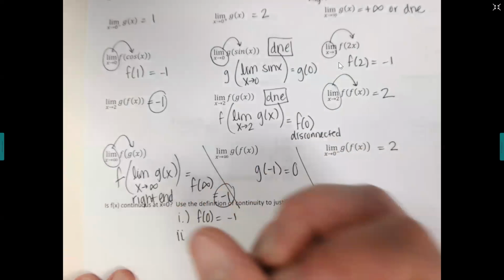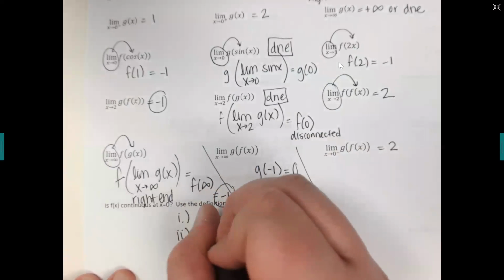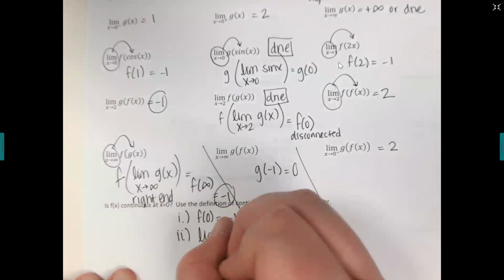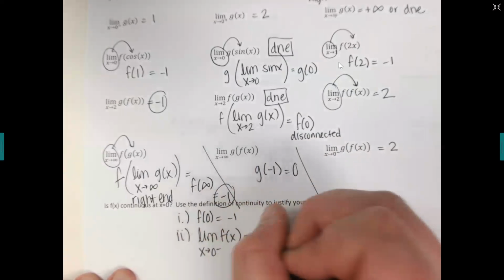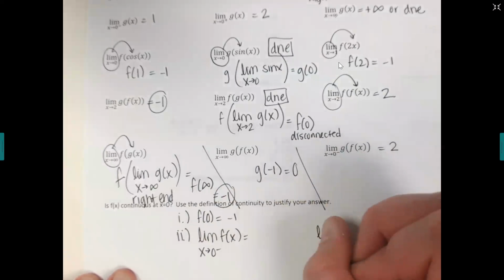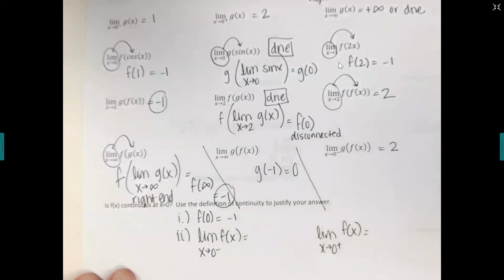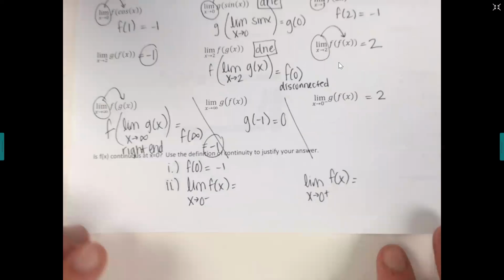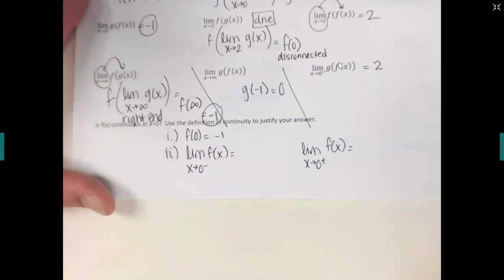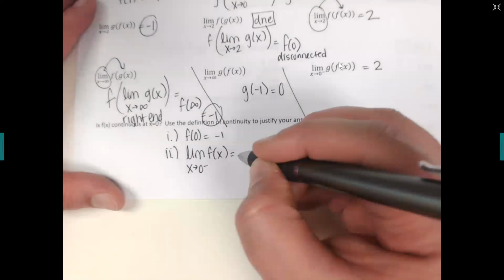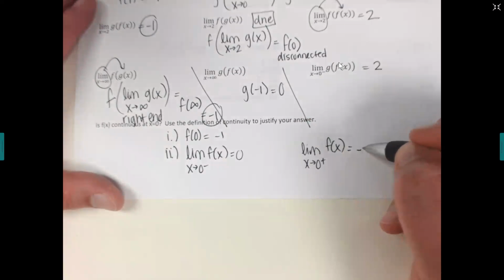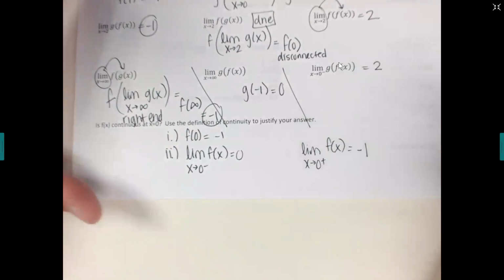Second thing I'm going to check are my limits from the left and the right as I approach 0. So 0 from the left and then 0 from the right. Okay, look at your graph as I approach 0 from the left. What does it come out to be? What about the right? -1. Are those the same?